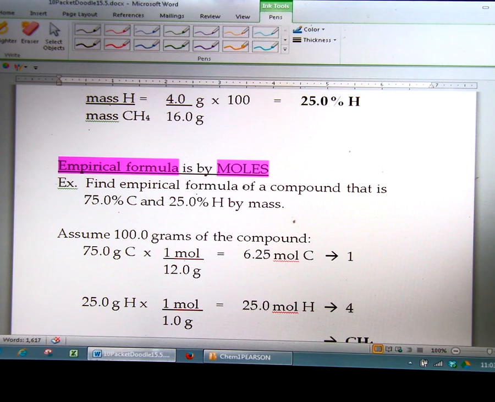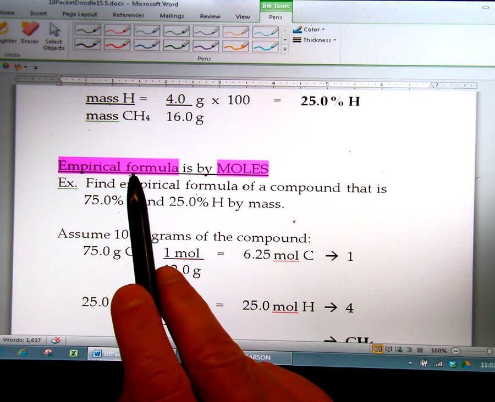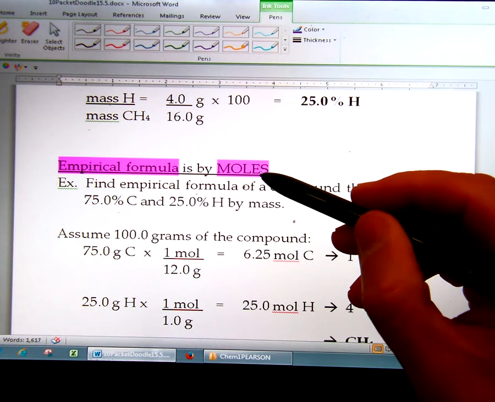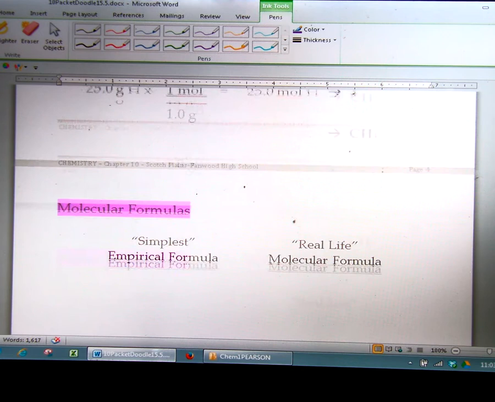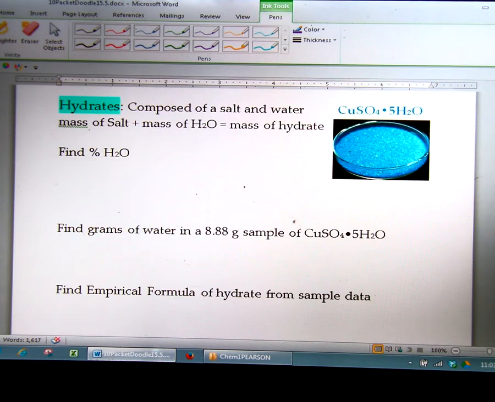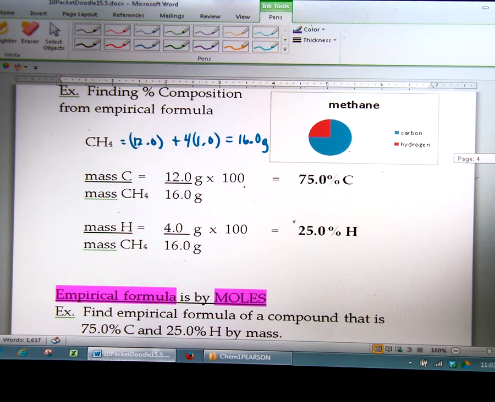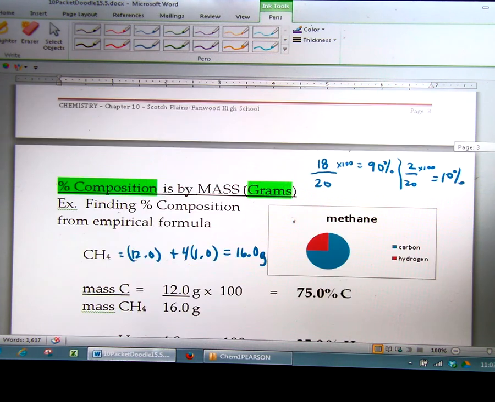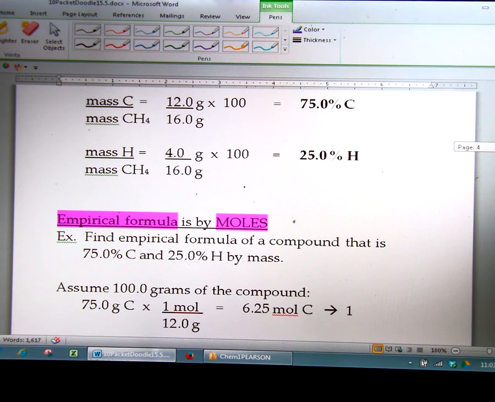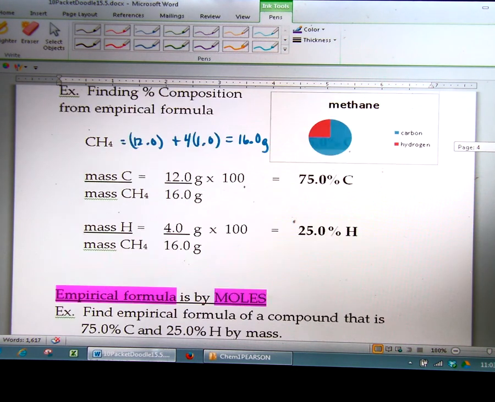We're continuing with the Chem 1 Chapter 10 packet on page 4, and we are now picking up with empirical formula. So formulas are by moles. Recall that when we did percents, percents were by grams. So here are percents by grams and formula by moles. Make sure you keep that straight in your head. If I say percent, you think grams. If I say formula, you think moles.